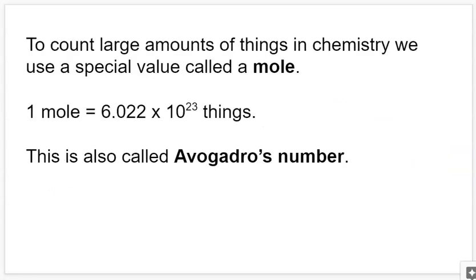So when we're counting large things in chemistry, we have a special value called a mole. And this value of a mole is kind of like the dozens or couples or googols that we talked about earlier. 1 mole is equal to 6.022 times 10 to the 23 things, or this is also known as 602 sextillion. So a really, really, really, really big number. This is also called Avogadro's number, named after the guy who originally posed this idea.